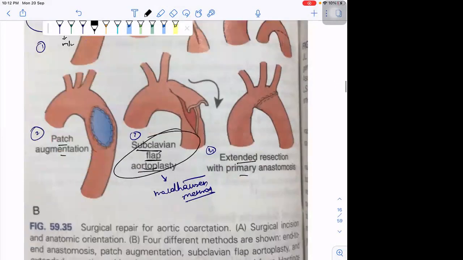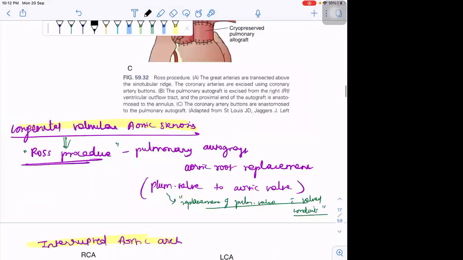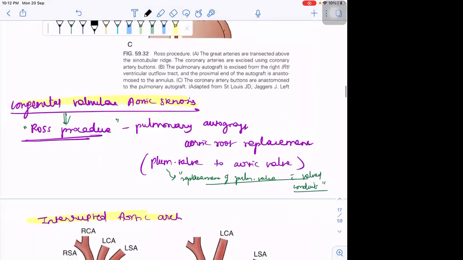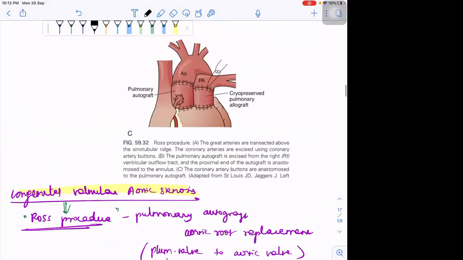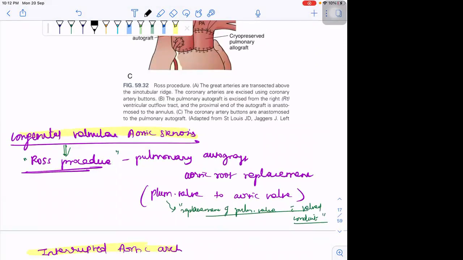The next comes your congenital valvular aortic stenosis. So for congenital valvular aortic stenosis, the procedure of choice is a Ross procedure.